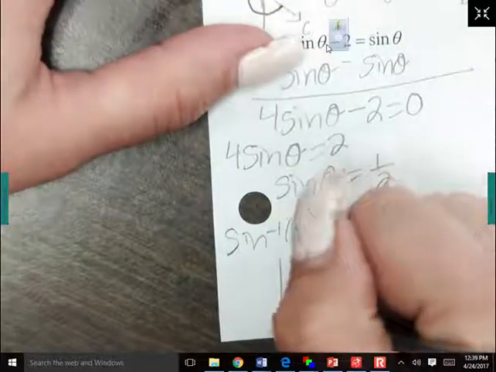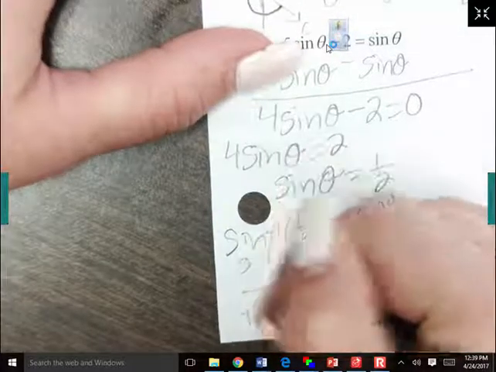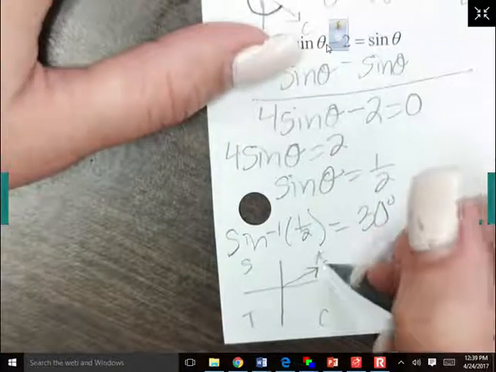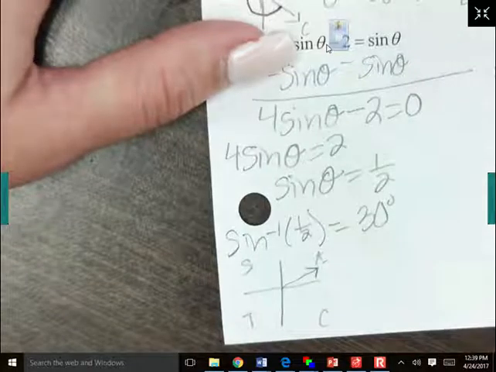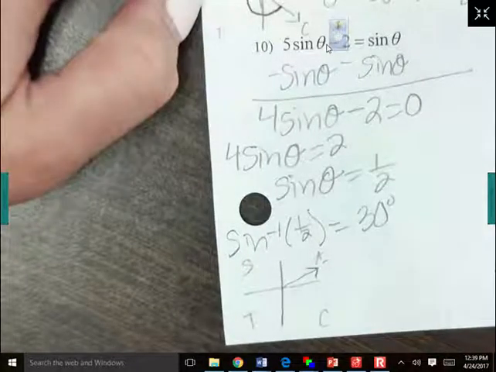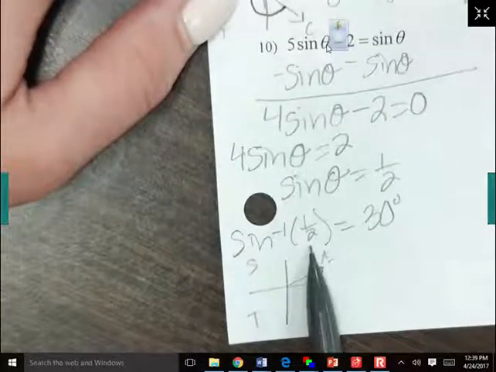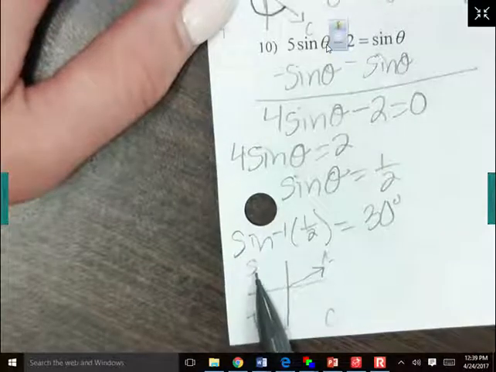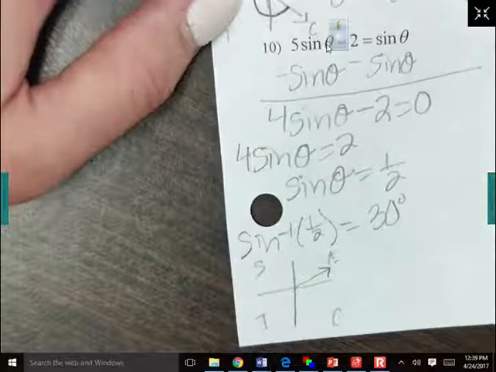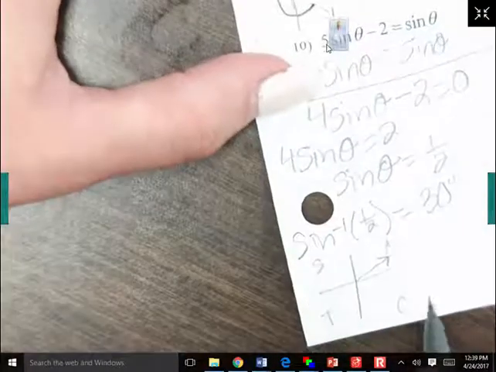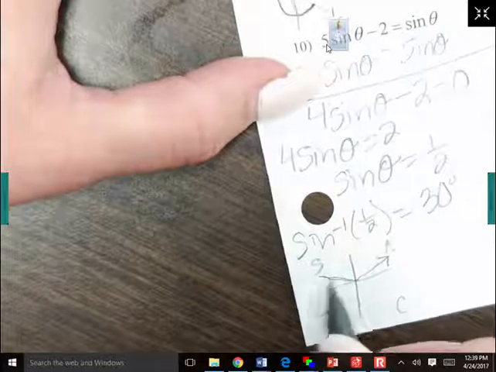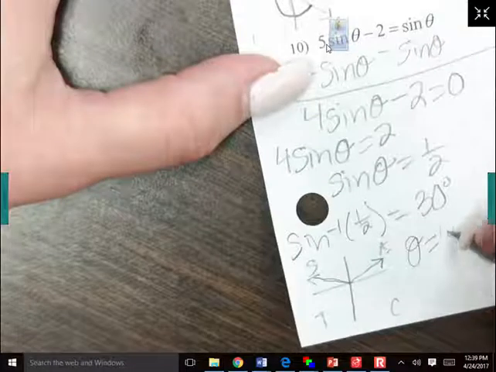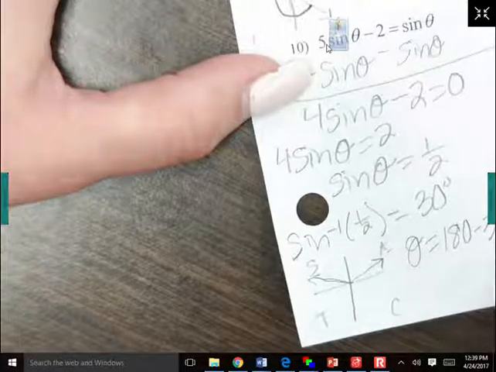So let's draw our little All Students Take Calculus, 30 degrees. Now, are we looking for a sine that's positive or negative? Positive, because 1/2 is positive, right? And is sine positive in the second quadrant? Right. But not the other one. So just the second. And what's our reference angle? 30. 30, perfect. And then what would theta be? 180 minus 30. Good, 180 minus 30, which is 150.